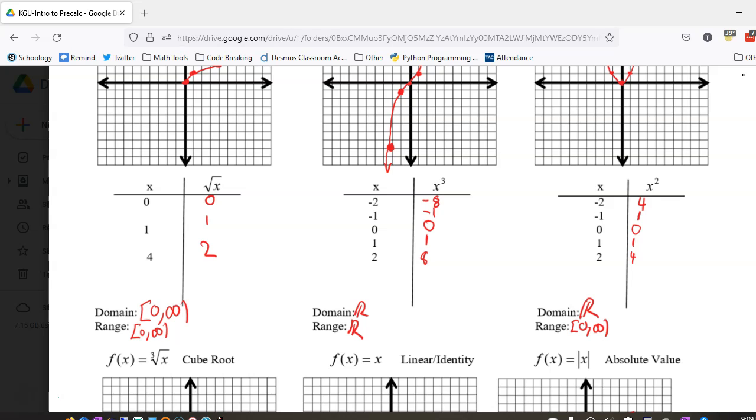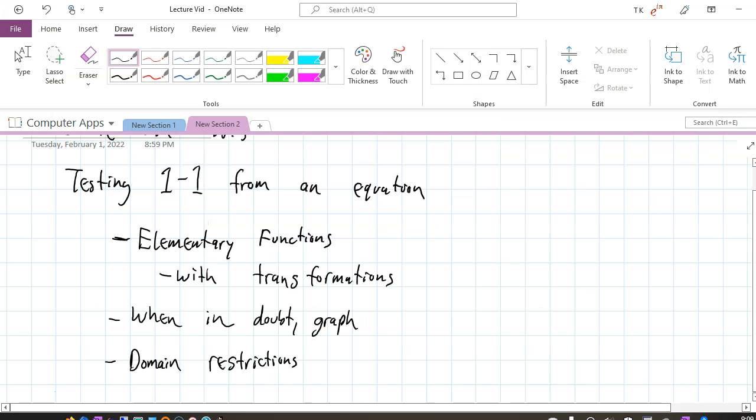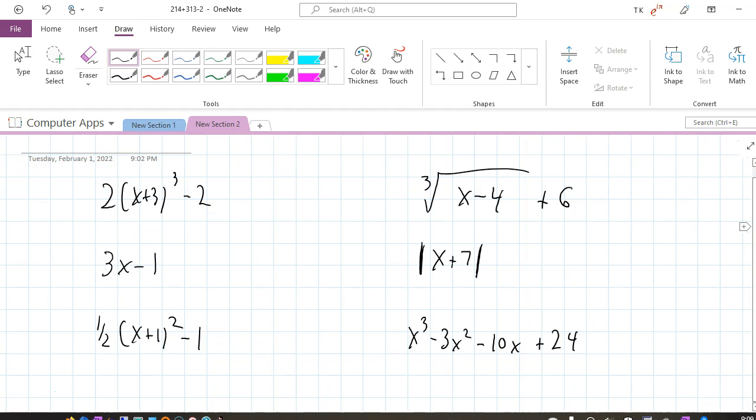None of the transformations that we learned change one-to-oneness. Okay? So if you're looking at the equation of a function, and here are several, and you can clearly pick out the transformations, then if the elementary function is one-to-one, the function that you're looking at is one-to-one. For example, let's look at 2x cubed, or 2 times (x plus 3) cubed minus 2.